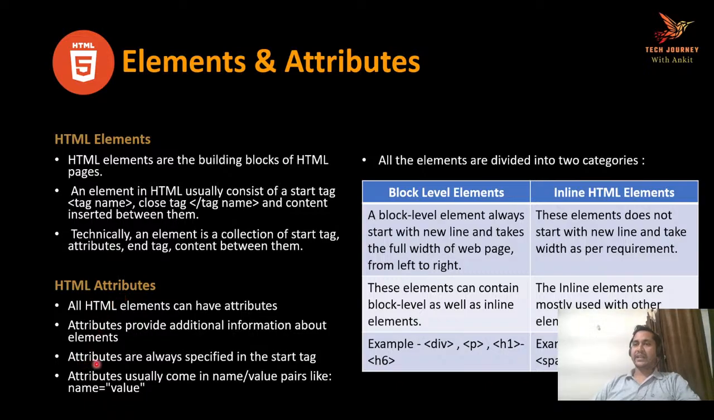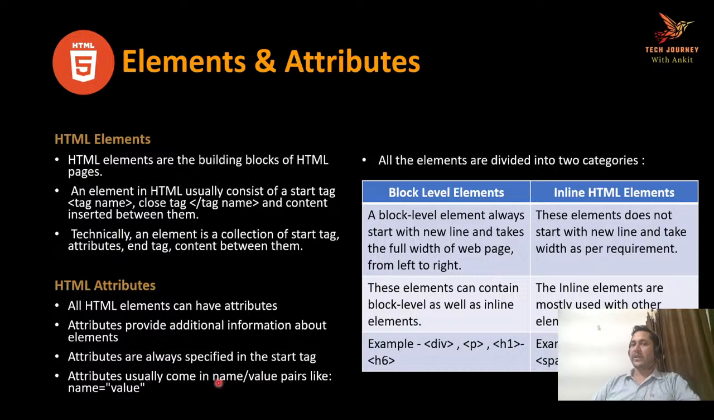Another key point about attributes is that they are always specified in the start tag. Right? In the HTML element, we discussed that we have the start tag and the end tag. Here you have to make sure that whenever you are using HTML attributes, they are always specified in the start tag. You will never put the HTML attributes in the end tag. And whenever we are defining attributes, we have to always define them in the form of key and value, where key will be your attribute name and value will be your attribute value.